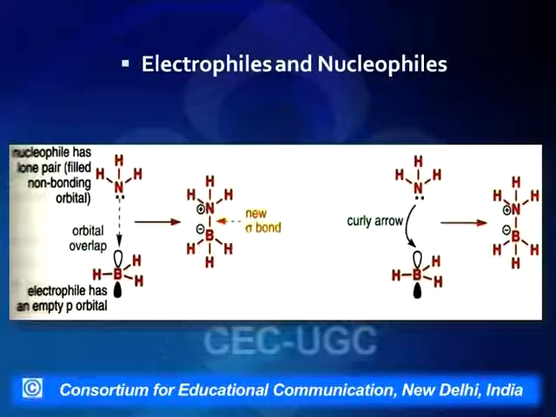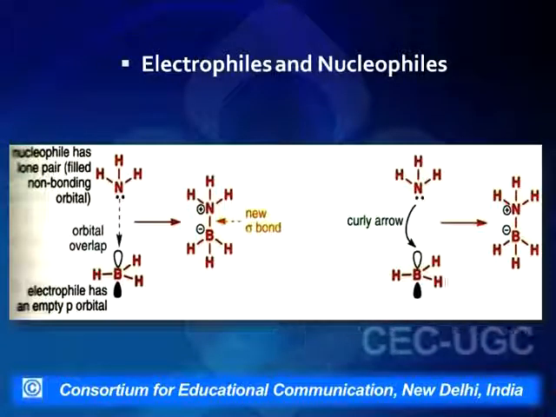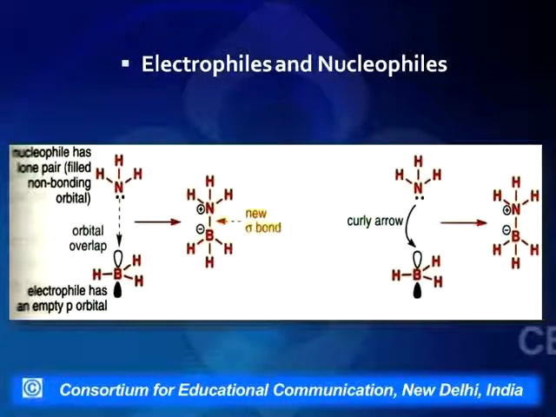Now, if I go on to the next point, if you remember, in our last class, we had discussed electrophiles and nucleophiles. What is a nucleophile? A nucleophile is a reagent which is rich in electrons. So it goes to that site which is poor in electrons. So what I have done here is I have taken some beautiful illustrations for you to make this concept clear.